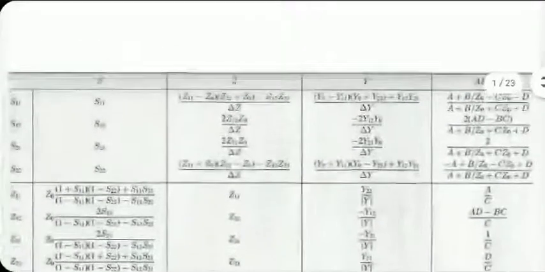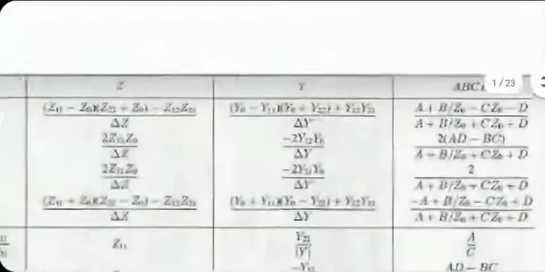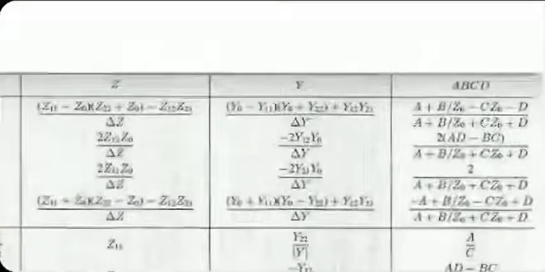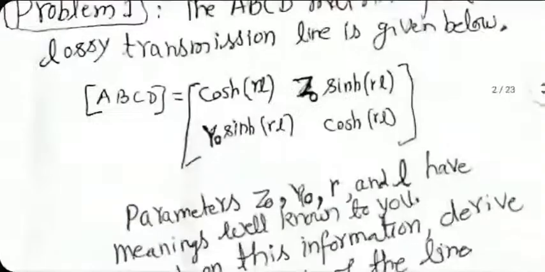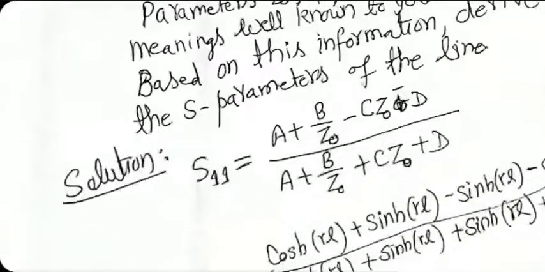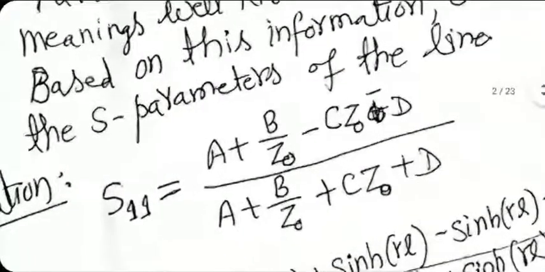Even if this table is given to you in the exam or you have access to it, you should be able to read it correctly. During panic, don't make mistakes in taking the formula down on your answer book. So S11 is the first formula. It is A plus B divided by Z0 minus C multiplied by Z0 minus D, and divided by A plus B upon Z0 plus C upon Z0 plus D. In fact, I had made a mistake in copying it from the table. I corrected it, of course.